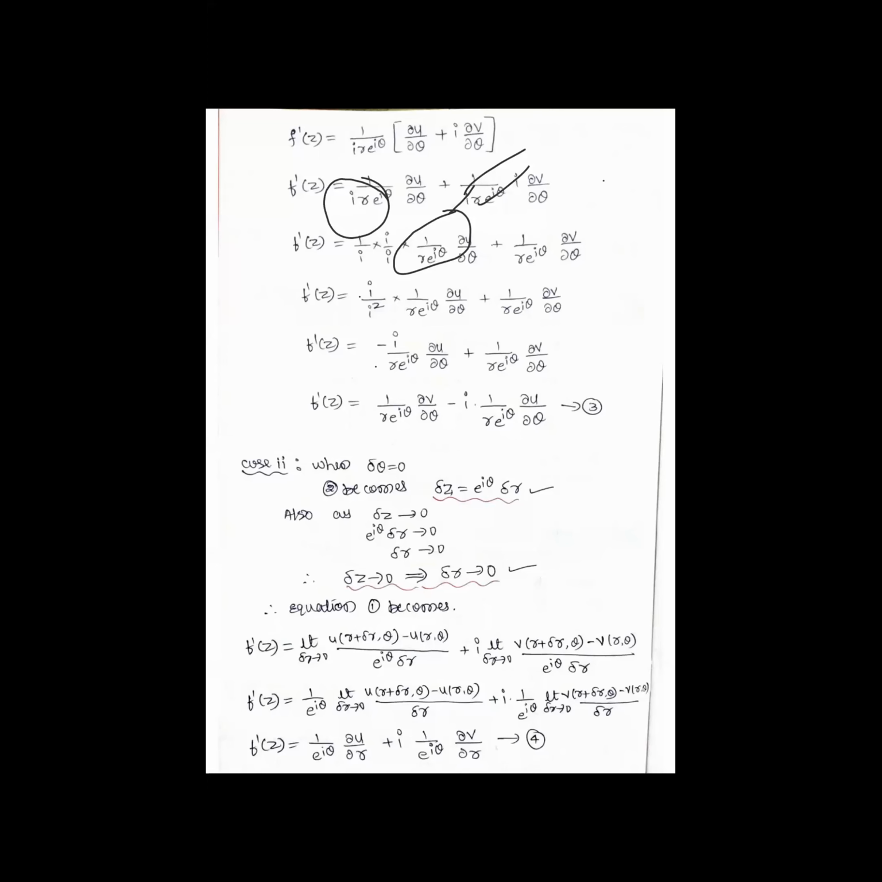So f dash of z is equal to minus i divided by r e raised to i theta dou u by dou theta plus 1 upon r e raised to i theta dou v by dou theta. So first I'll write the real part, next I'll write the imaginary part. So that is 1 upon r e raised to i theta dou v by dou theta minus i 1 upon r e raised to i theta dou u by dou theta. So this way, always write the real part first, next the imaginary part. So this is equation number 3.